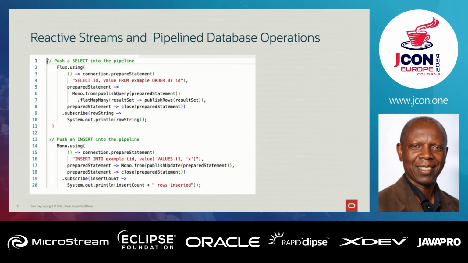So the Flux is a streaming type which returns several elements, whereas a Mono is a stream type which returns one element. So this is from Project Reactor. What we're doing here is we have a prepared statement, and we are executing the prepared statement with the publish query. Publish query will execute the statement and return the result set as a Mono, okay? And then we flat map the Mono to get the rows. When you have a result set, you need to pull the rows from the database. So that's what flat map is doing. We are pulling the result set using the result set object.